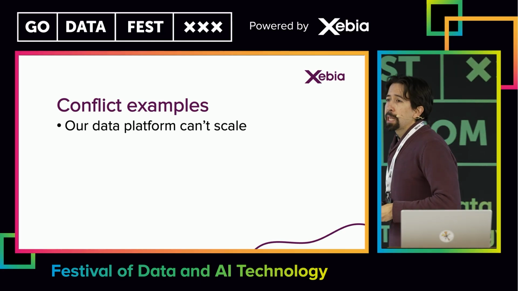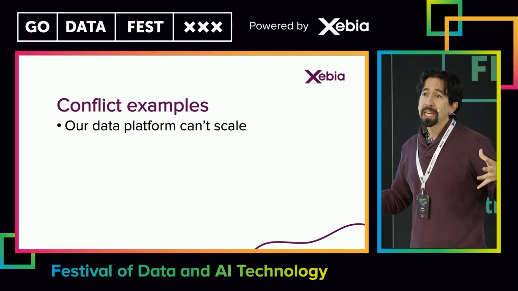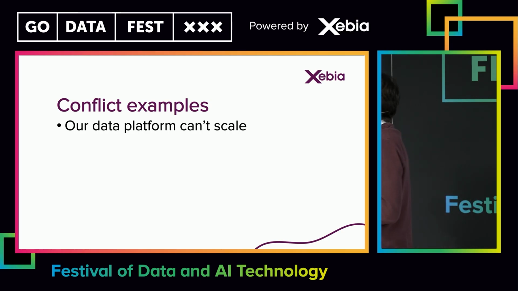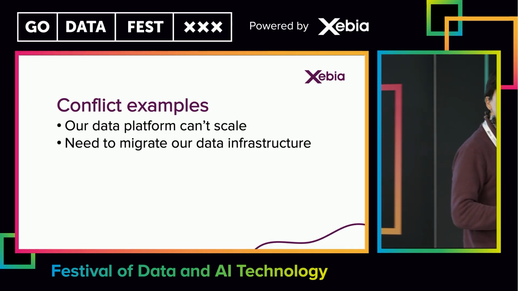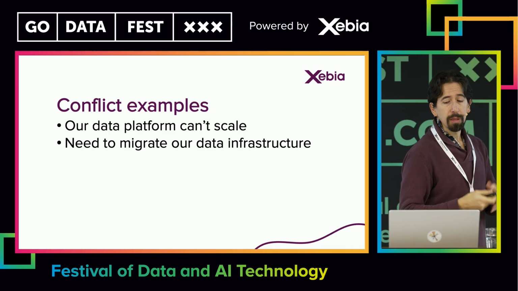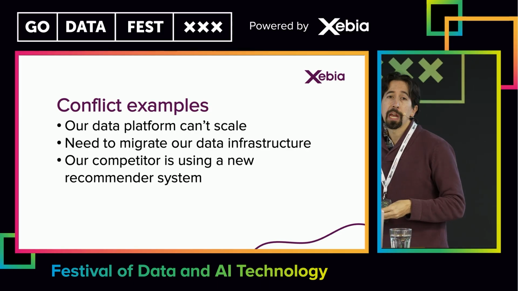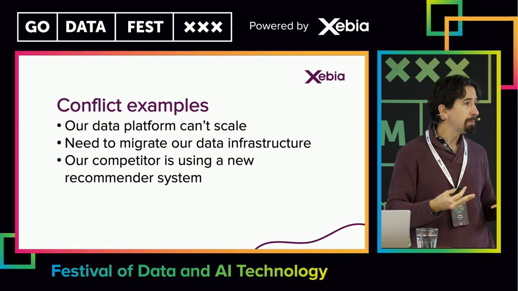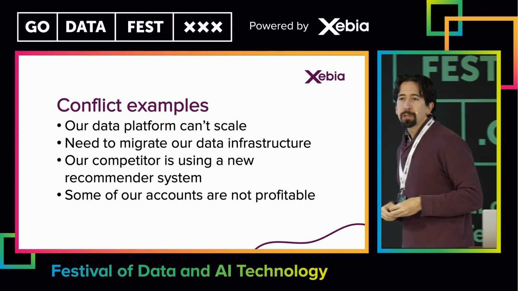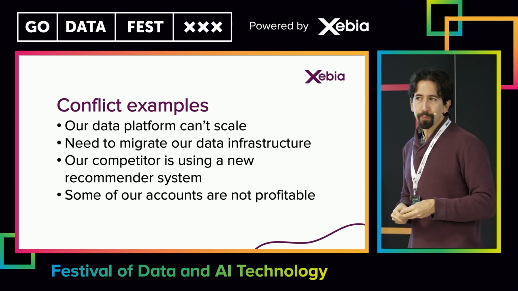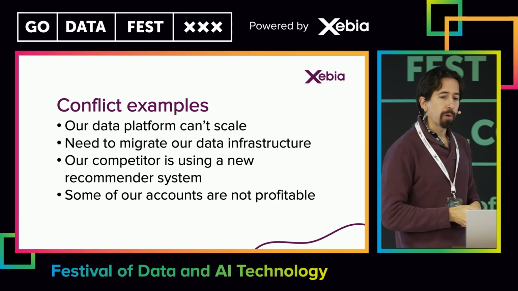It can be that our data platform cannot scale. We have that with some clients. At some point they saturate, so we need to change the data platform completely. It can be that we need to migrate a whole data infrastructure. We did that with Gumtree because they had legal requirements. It can be that our competitor is using a new recommender system, so we need to develop and catch up. Or it can be that some of our accounts are not profitable, so we need to rethink that. Now, let me get you a bit more on board with this.